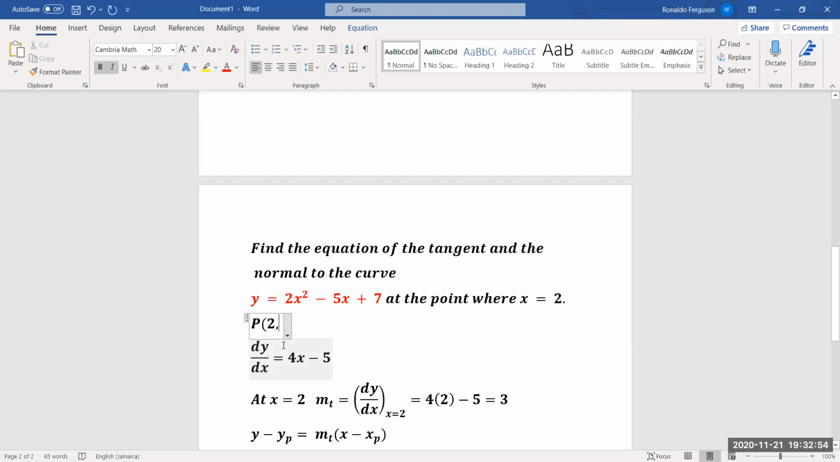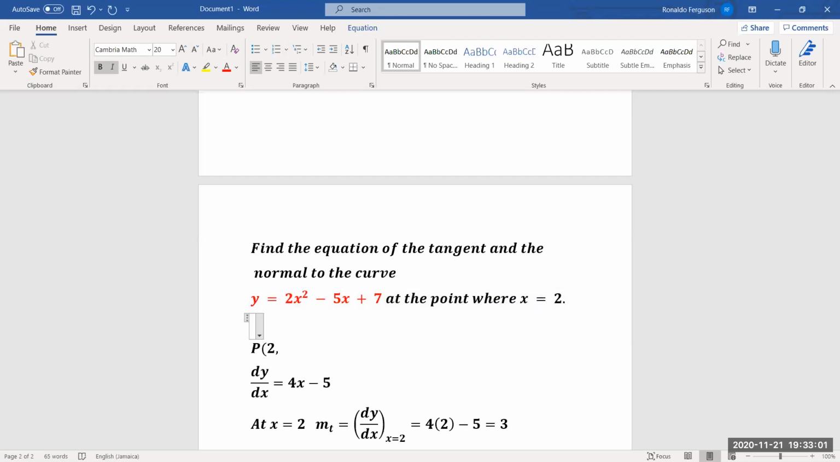Yes, sir. And so when x equals 2, all you need to do to find y is say, when x equals 2, y is equal to 2 times 2 squared minus 5 times 2 plus 7. That gives you y, doesn't it? Yes, sir. Nice, so this gives us y.